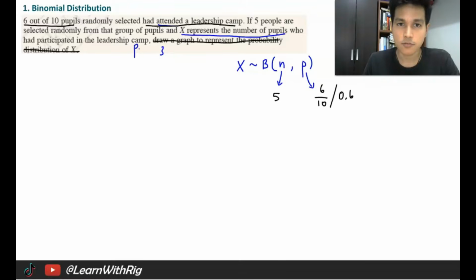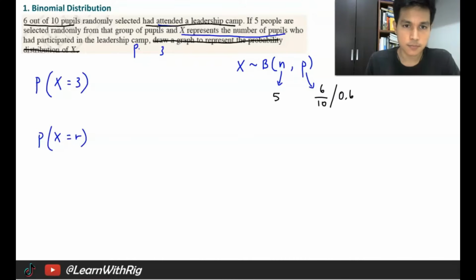Probability of 3 people. In this case, you got 5 people involved in the number of trials, right? But out of the 5, only 3 people attended. So in this case, you are finding X equals 3. Just now, remember I gave you the formula. P(X = r) equals nCr, p to the power r, and q to the power n minus r. Remember I gave you this.